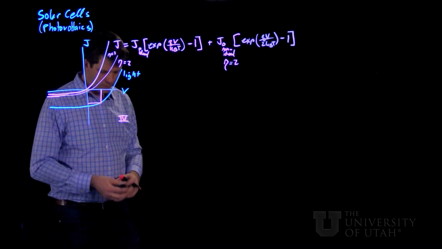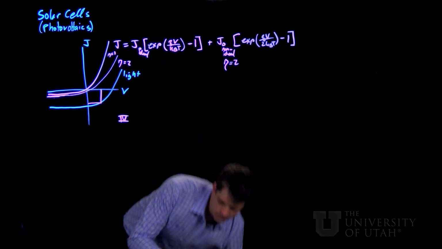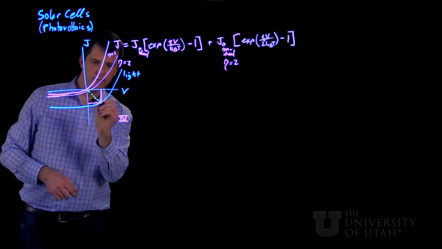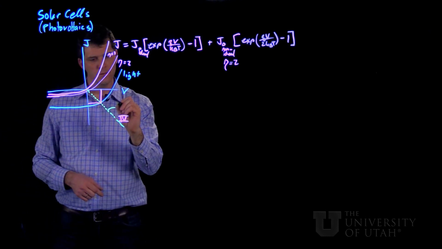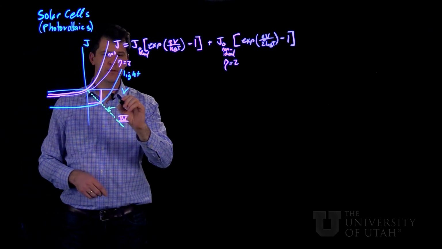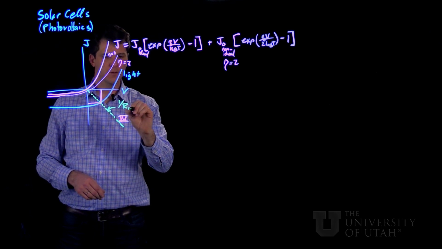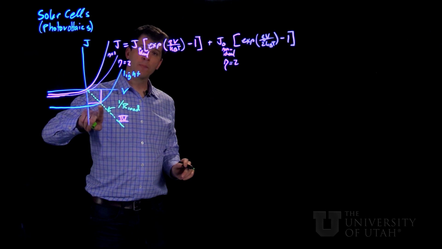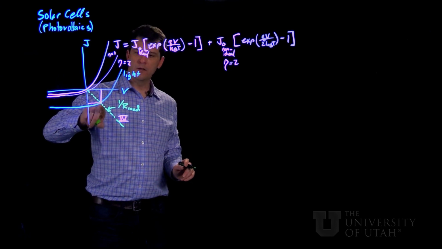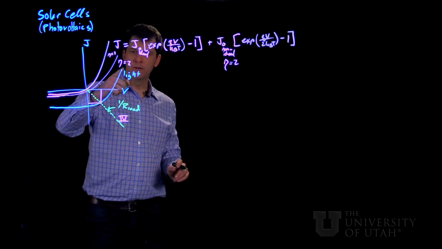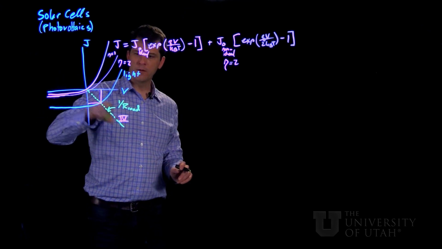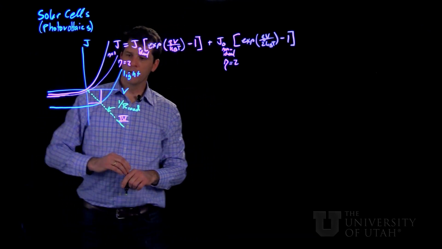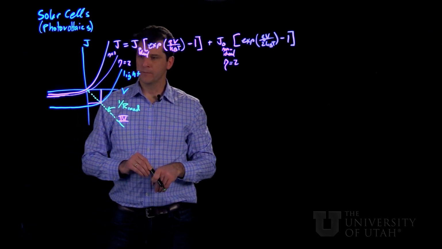Now, what's important to remember is that we're imagining this device hooked up to a resistive load here with a load line of slope 1 over R load, such that the intersection of the JV curve and this load line define a unique operating point given by V and J of operation.